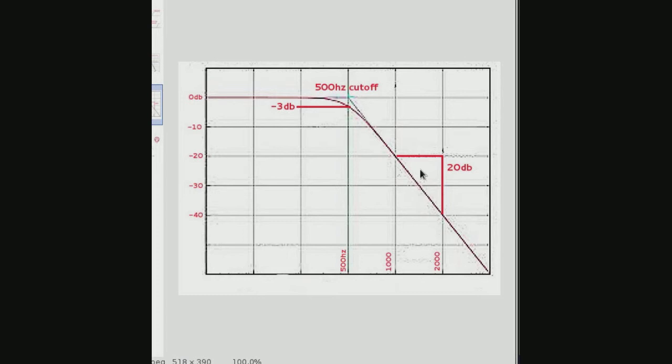So right here, if you look over the course of one octave between 1,000 hertz and 2,000 hertz, I've lowered this 20 decibels, from minus 20 to minus 40. And that curve's pretty straight, so it's going to be the same anywhere along this line. This would be known as a 20 dB curve.